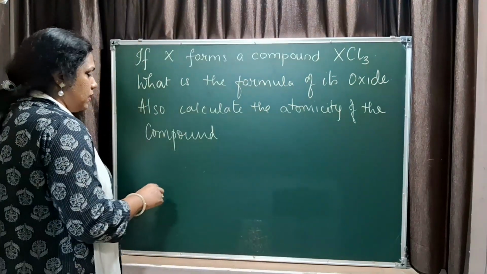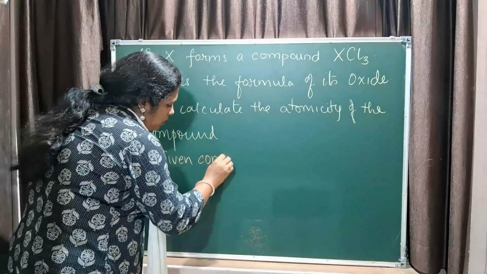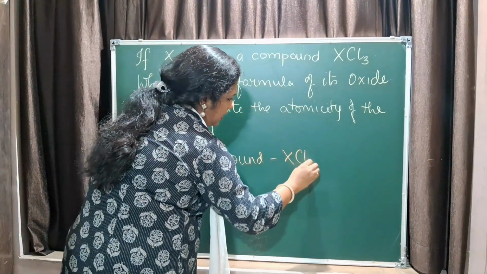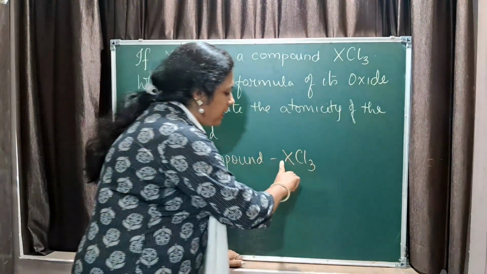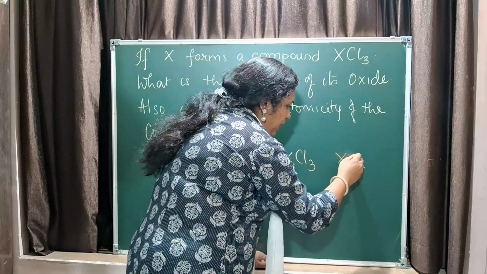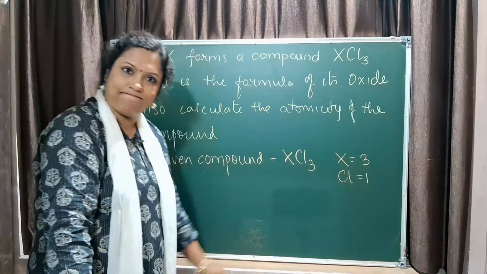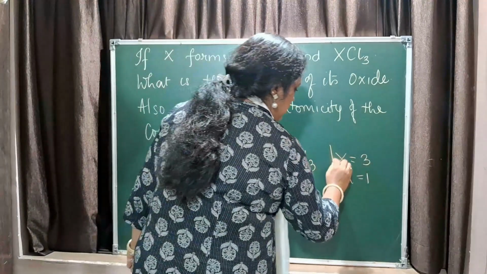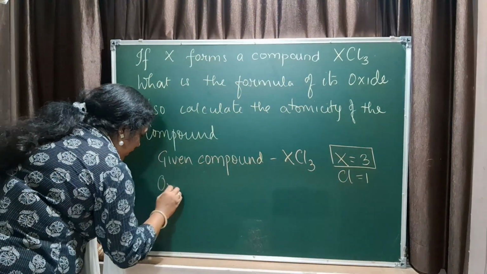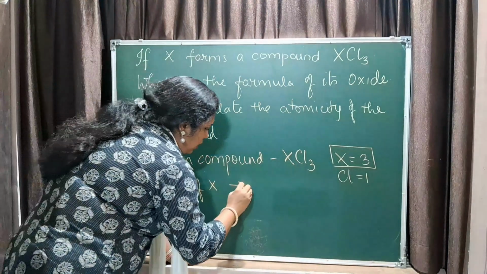So let us solve it. Now the given compound is what? XCl3. You know that the valency is interchanged and written. So in this case, valency of X is 3 and that of chlorine, you know that it is 1. Yeah. So I have got the valency of X. Now I have to form the oxide of X. Oxide of X. So X and O.